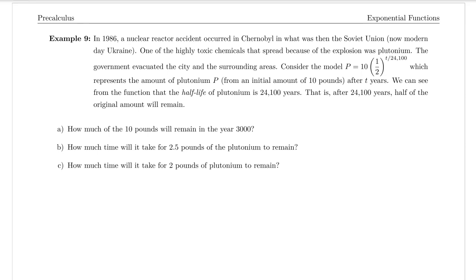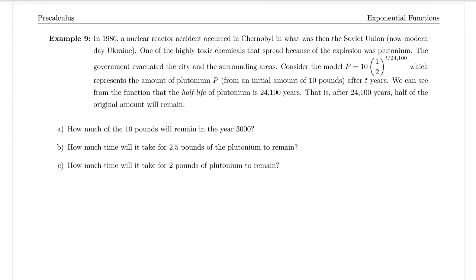Example 9 says, in 1986, a nuclear reactor accident occurred in Chernobyl, in what was then the Soviet Union, now modern-day Ukraine. One of the highly toxic chemicals that spread because of the explosion was plutonium. The government evacuated the city and the surrounding areas.